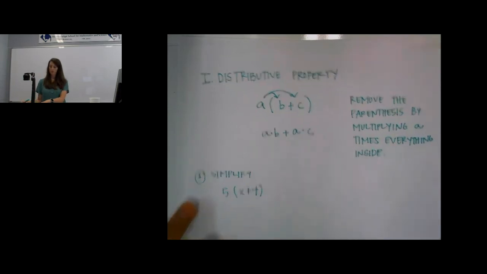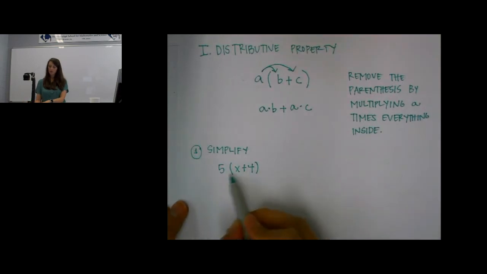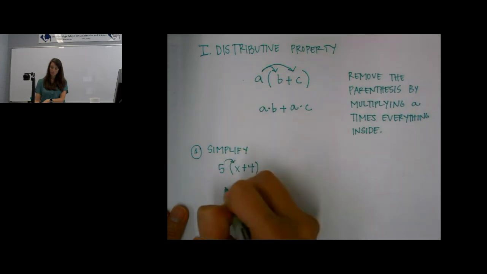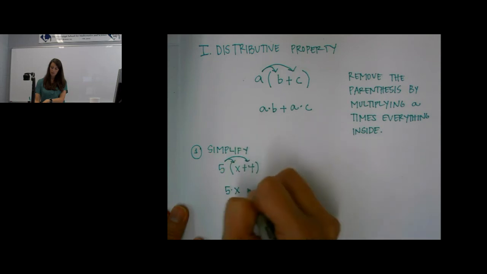Okay, so let's look at this one here. We've got 5 times x plus 4. So here I am going to distribute. I'm going to say 5 times x, and then plus 5 times 4. So that's going to be 5x plus 20.